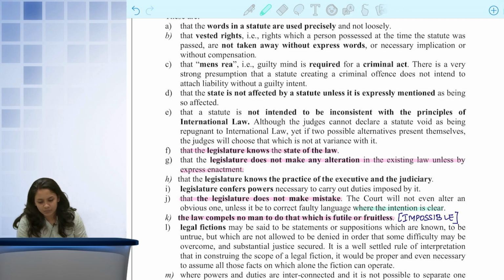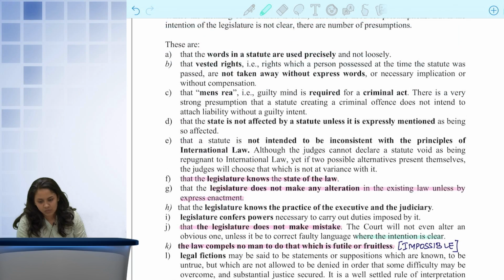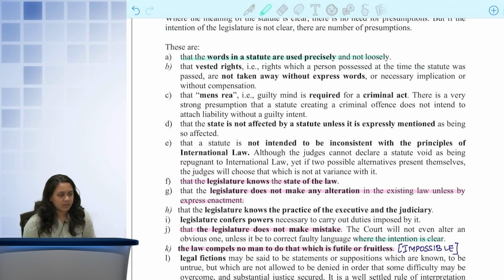Then, the words in a statute are used precisely and not loosely. That means, again, we're going by the same interpretation: the legislature knows exactly what it's doing. The legislature knows that the presence of these words in the statute in the following manner is correct and that it was not put there by mistake. And that every single word of the statute must be given effect to.